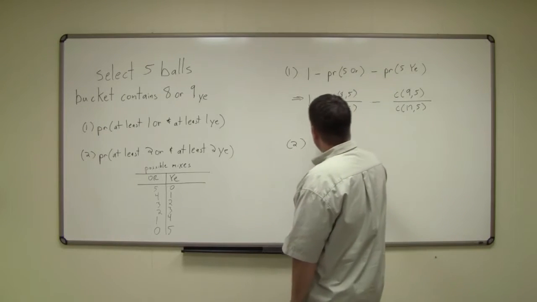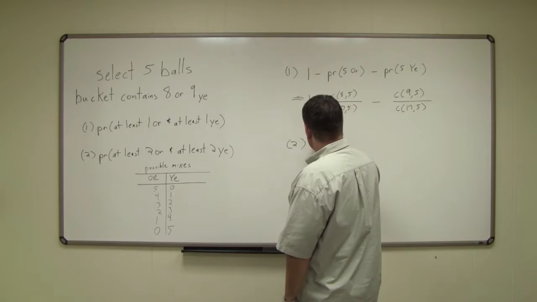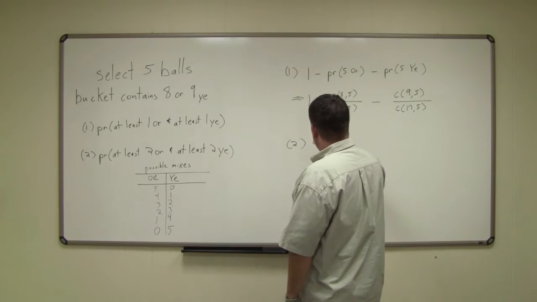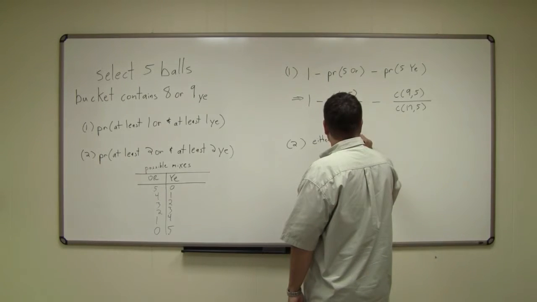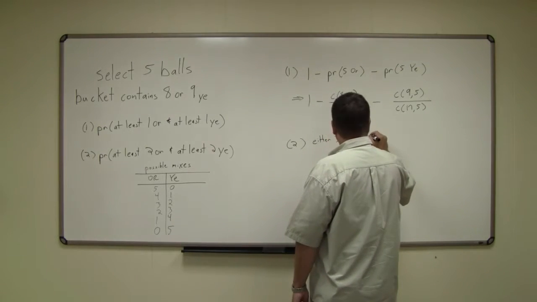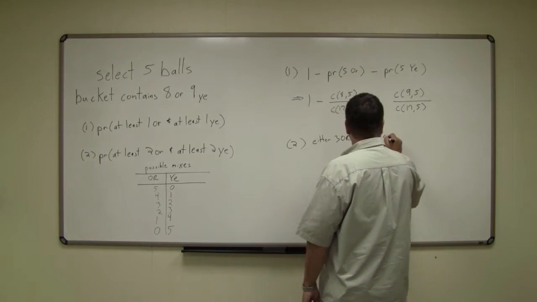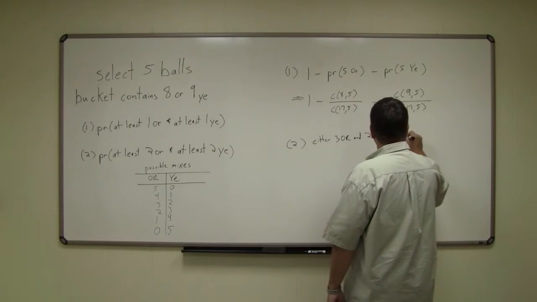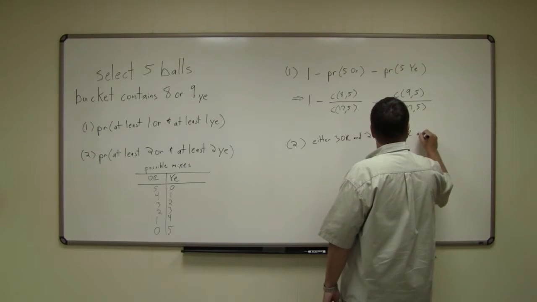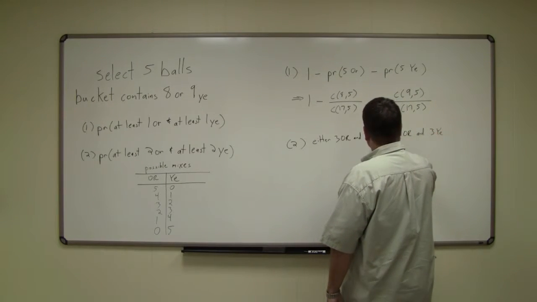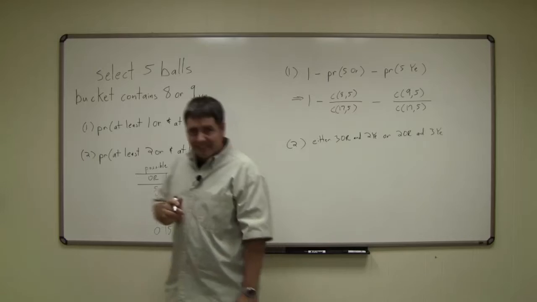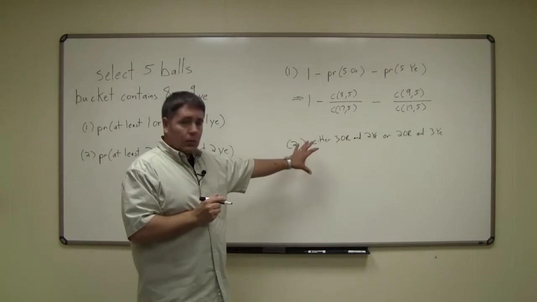All right, so I'm going to write this out in English. We want to get either 3 orange and 2 yellow, or 2 orange and 3 yellow. That's what we're looking for.